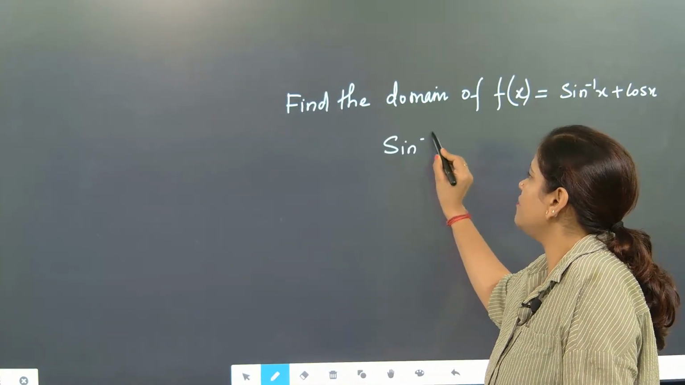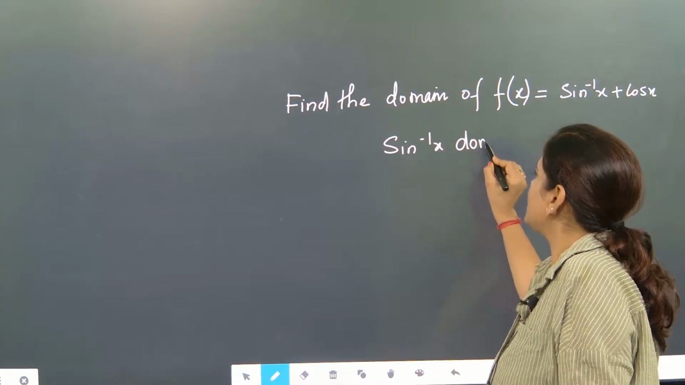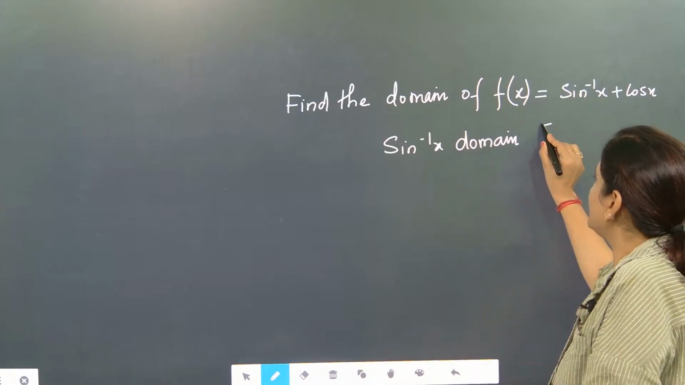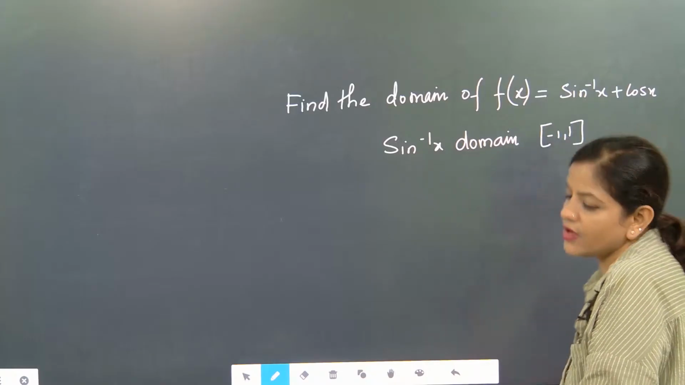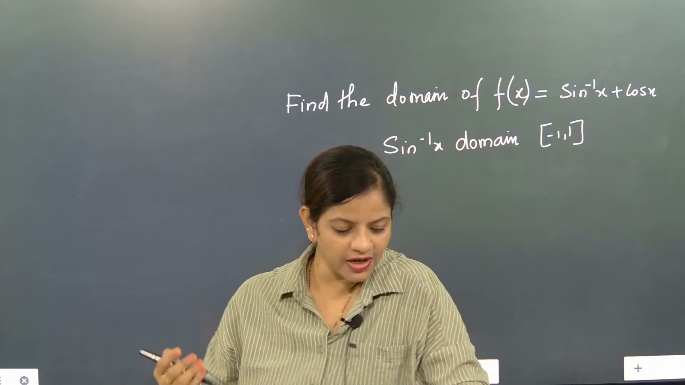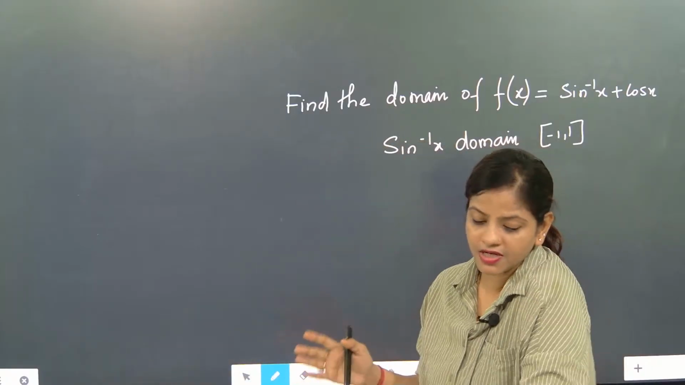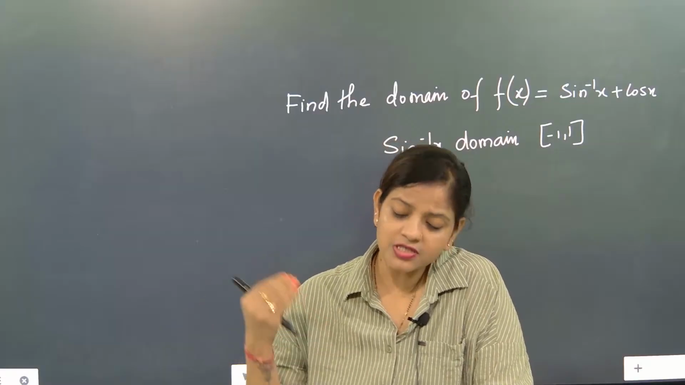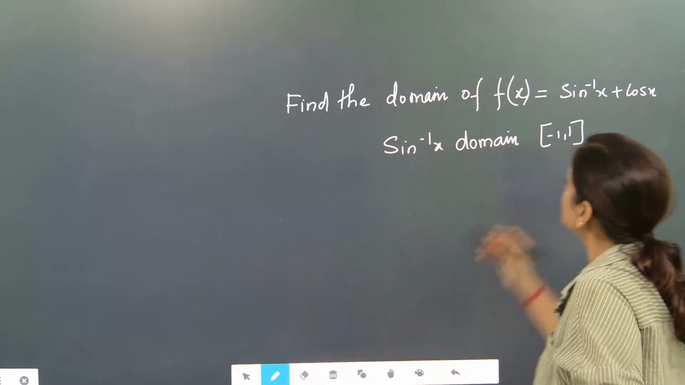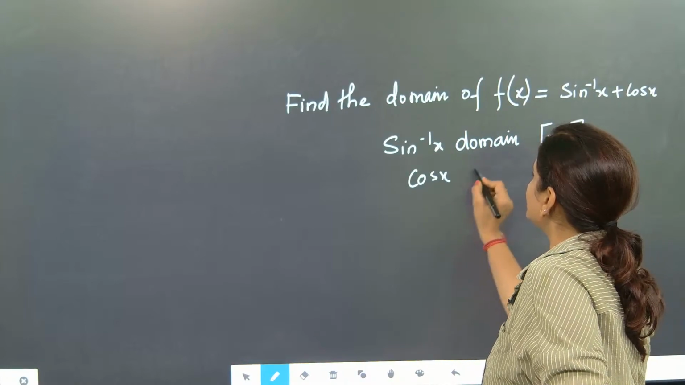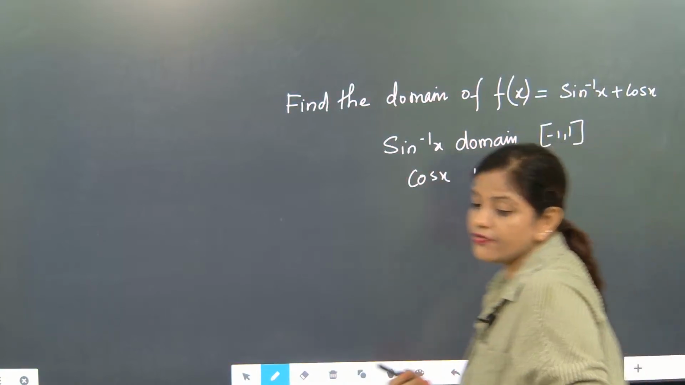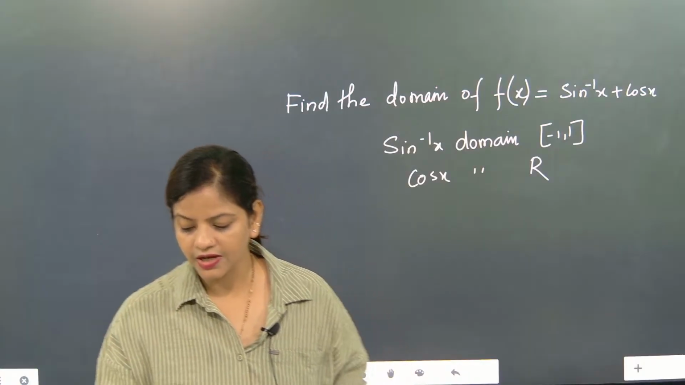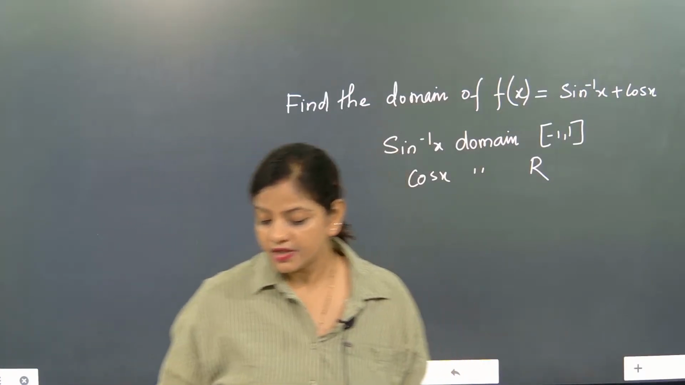Sine inverse domain is coming as -1 to 1. So now you need to understand that sine inverse x domain part is coming as -1 to 1. And what is the domain of cos x? Cos x domain is set of real numbers. Absolutely correct.